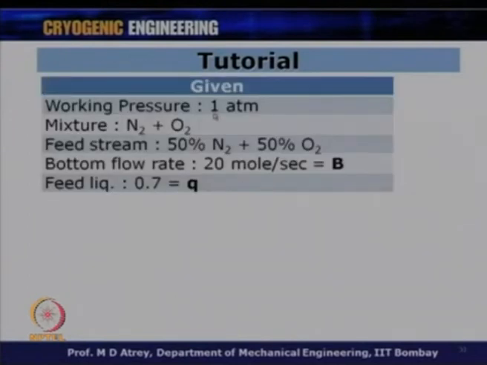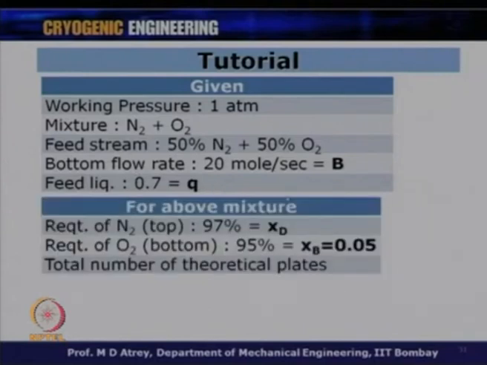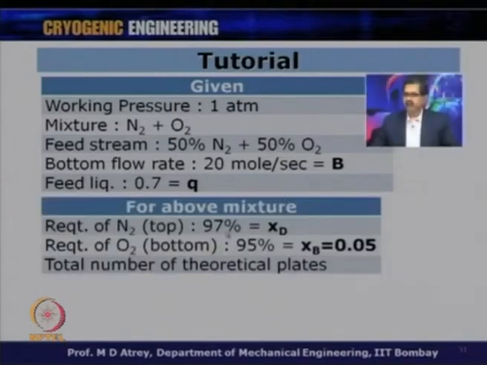So, let us convert that into what is given. Working pressure 1 atmosphere, mixture is of nitrogen, oxygen, feed stream 50% nitrogen, 50% oxygen, bottom flow rate is 20 moles per second, which is B, feed line as 0.7 as Q. So, we know in fact the slope of the line. For the above mixture, the requirement of nitrogen is XD, that is 97%, which is XD. Requirement of oxygen is 95%, and therefore, XB happens to be amount of nitrogen in this oxygen, which is 0.05. So, this happens to be kind of impurity for oxygen. So, calculate total number of theoretical plates for this problem.